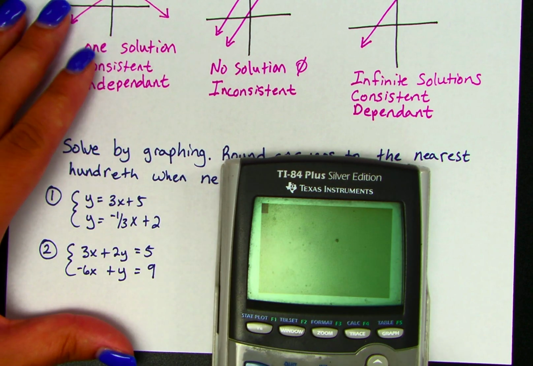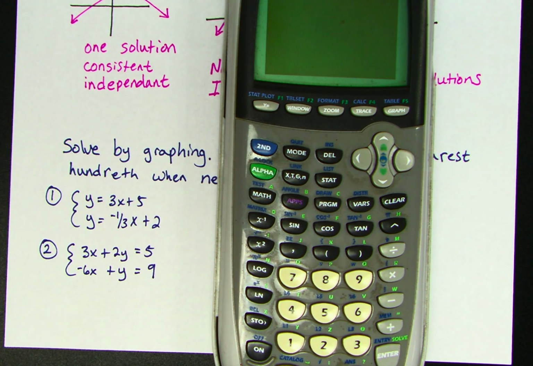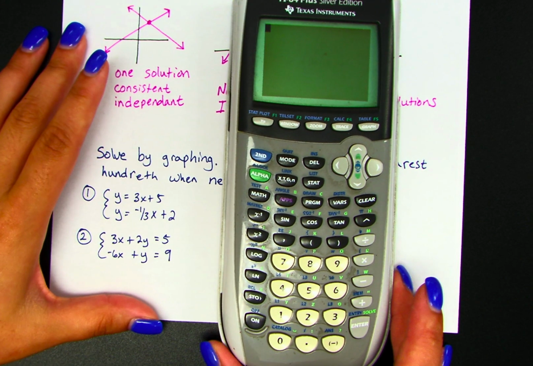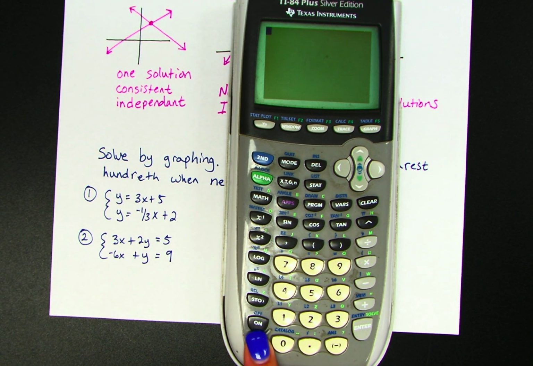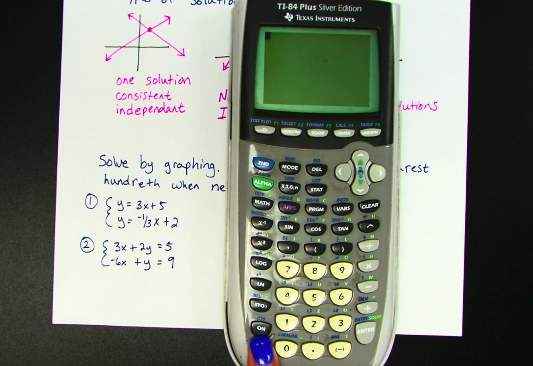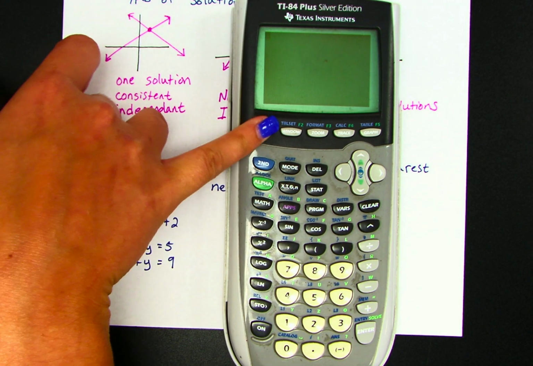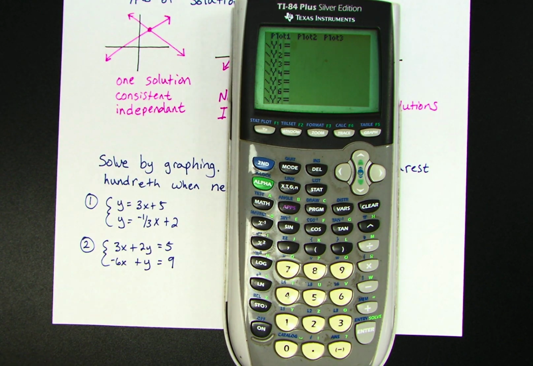So I'm going to grab my calculator, and I'm going to zoom out here so you can see the buttons I am pressing. I just press the on button down here. Anytime I want to graph, we're going to go into this y equals up here. Now you shouldn't have anything in there, but if you do, you're just going to press the clear button.